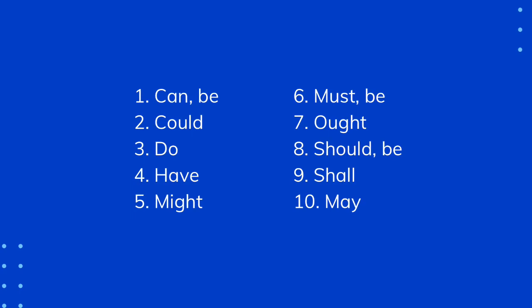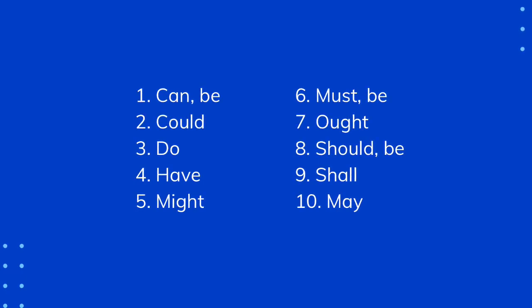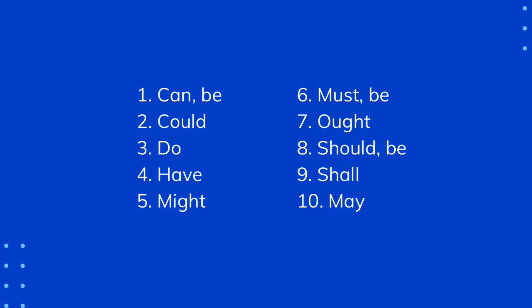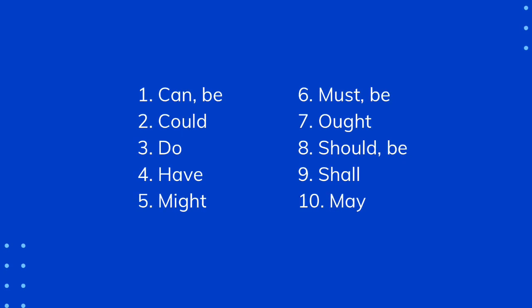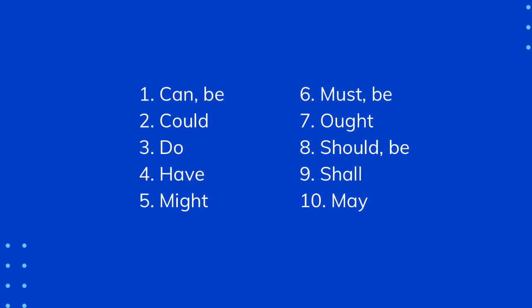In sentence 6, the auxiliary verbs are must and be. In sentence 7, the auxiliary verb is ought. In sentence 8, the auxiliary verbs are should and be. In sentence 9, the auxiliary verb is shall. In sentence 10, the auxiliary verb is may.